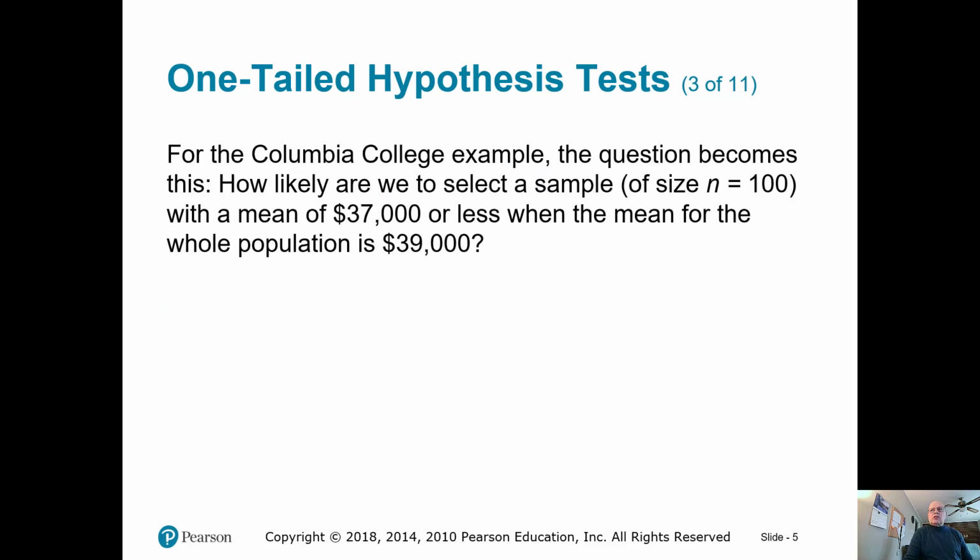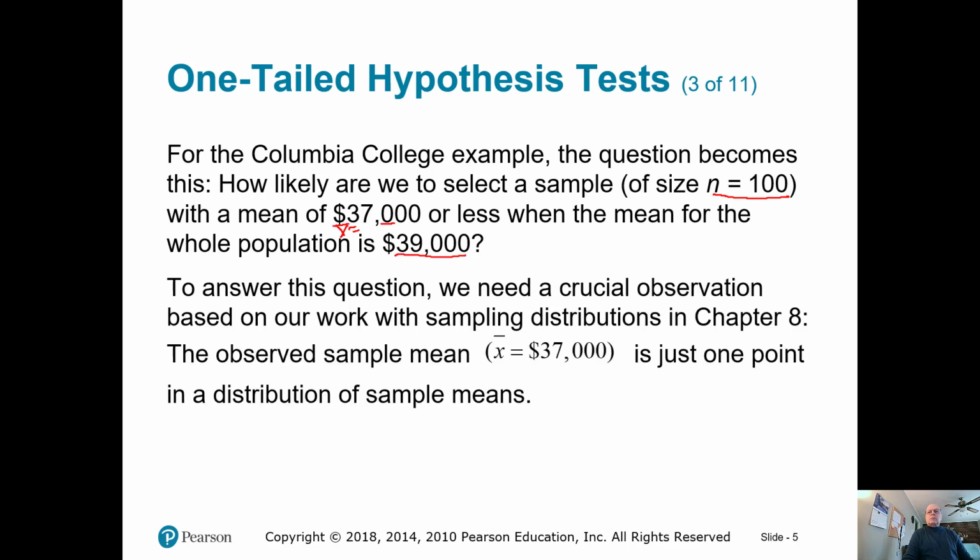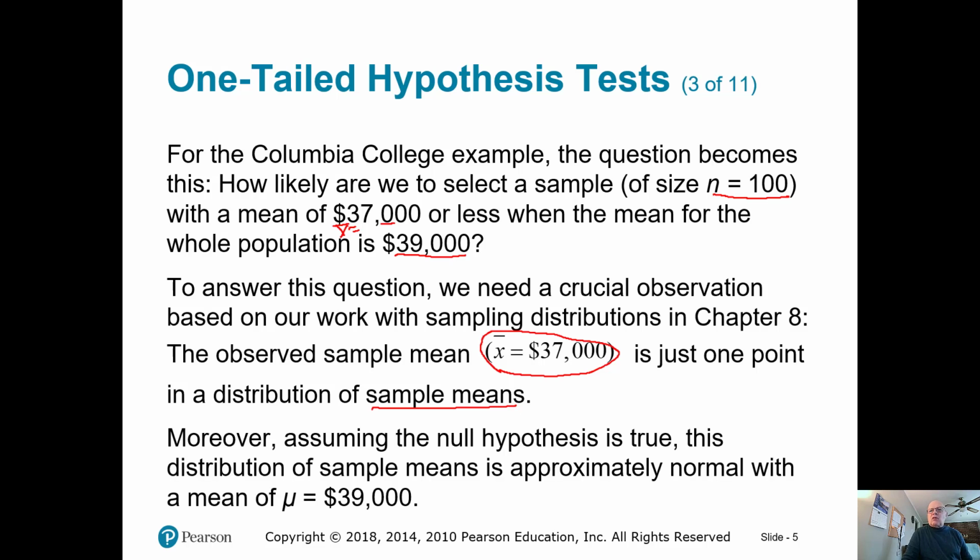So the question becomes this: we've got a sample of size 100. From our sample, our X bar is the $37,000. When or less, is that a possibility? How likely is it that we'll have actually a starting salary of $37,000 or less, more extreme, when the mean is actually $39,000? So this is one point in a distribution because there are lots of possible sample means. Remember, this is one of them. We're going to assume that the null hypothesis, that's this, is true.